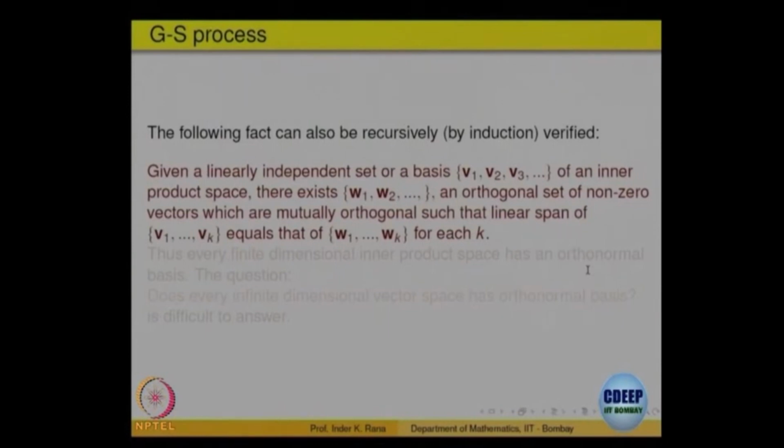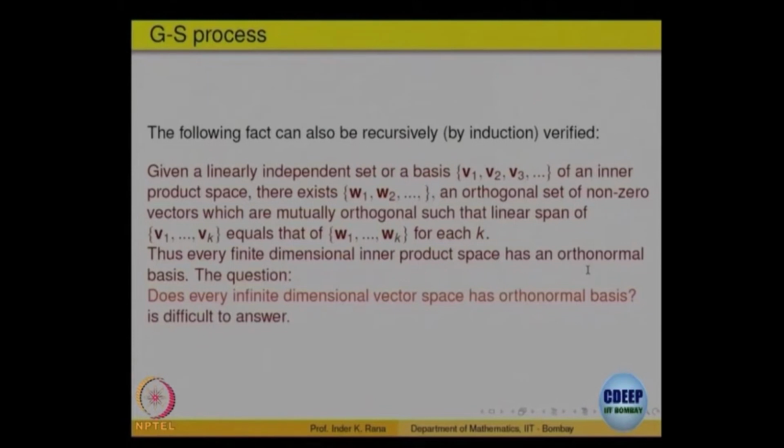So, what was the advantage of the Gram-Schmidt process? It gave you a way of finding an orthonormal basis for a finite dimensional vector space. Start with a basis, convert it into an orthonormal basis. So, you can say every finite dimensional inner product space has an orthonormal basis, because there will be some basis and I can convert that into an orthonormal one. But is the same theorem true for infinite dimension? Can I say that for an infinite dimensional inner product space there is an orthonormal basis?